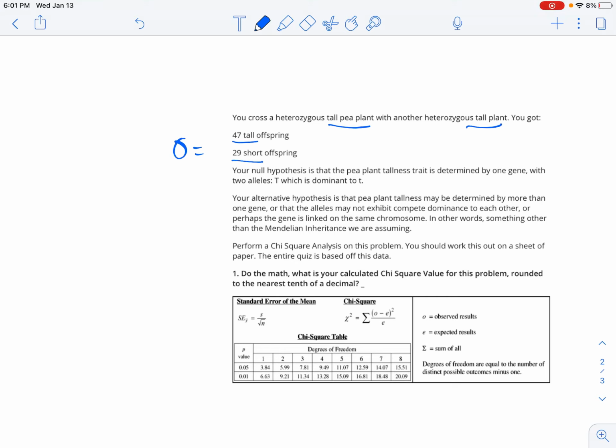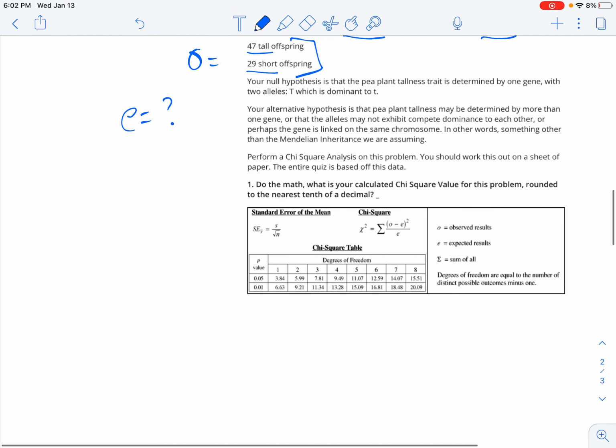That the pea plant tallness trait is determined by one gene with two alleles, capital T, which is dominant to lowercase t. I mean, we know that it is, and honestly, this probably isn't enough data to really make a claim. We'd probably have to make a lot more crosses than this for the statistics to really hold up. But let's go ahead and work this out. We can still work it out and see what the right answer is based on this data. So we have to know what our expected is. Again, observed is given to you. What is expected? Once we know expected, we can do this problem.